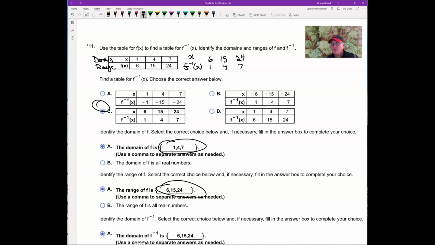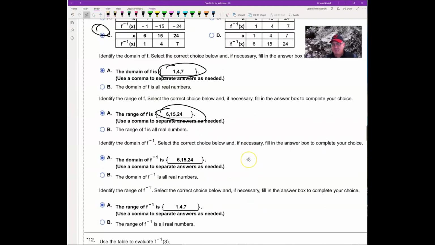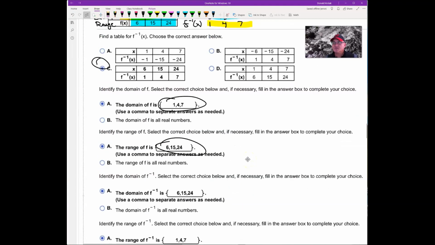And then the whole point of the second part of this question is that the domain of the original becomes the range of the inverse. So here's our domain. You can see it's now the range. Here's the range of the original, and it became the domain of the inverse. So that was the big issue on this. That was the big idea behind this problem.